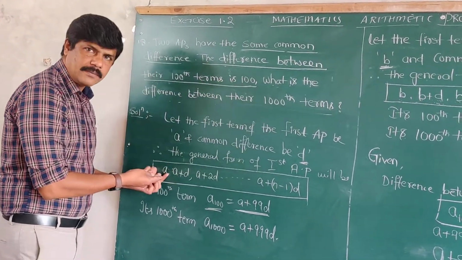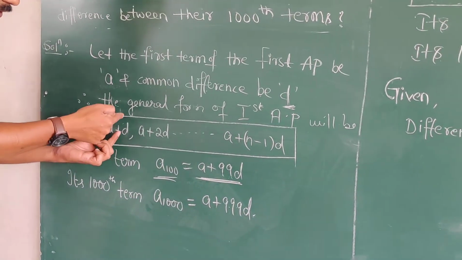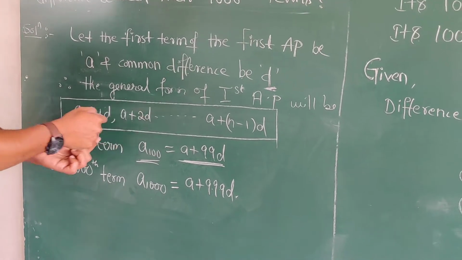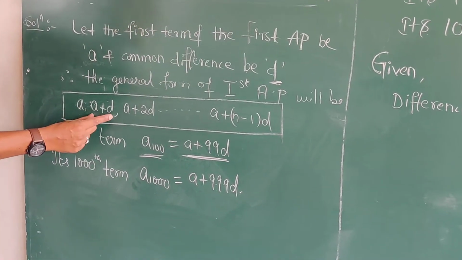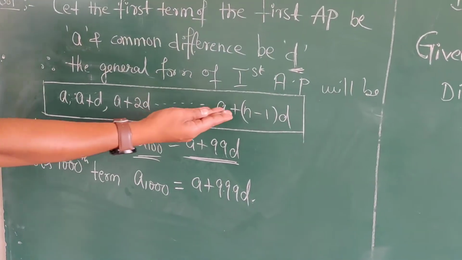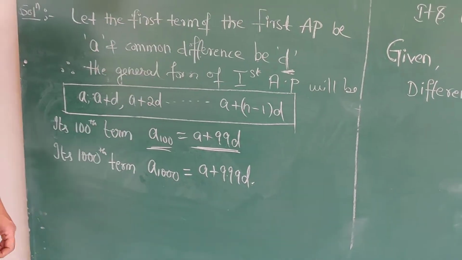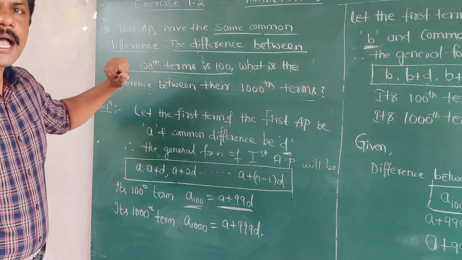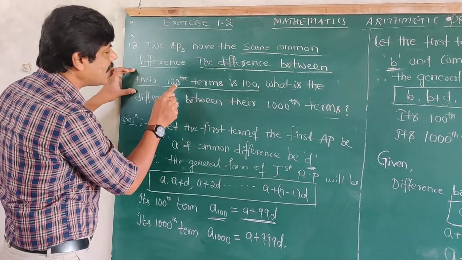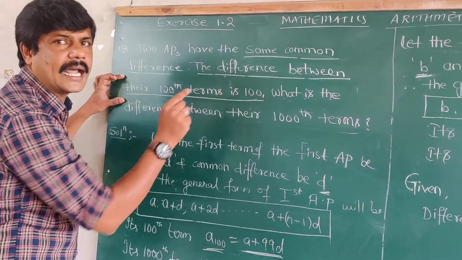That is the first term according to the definition. Adding D to the first term, you get the second term. Adding D to the second term, you get the third term. In this way: A, A plus D, A plus 2D. Like this, n terms we have formed, and this is the nth term. Did you understand, children? As you can see in the statement, the difference between their 100th terms is 100.